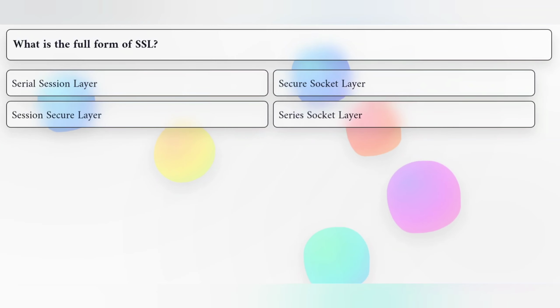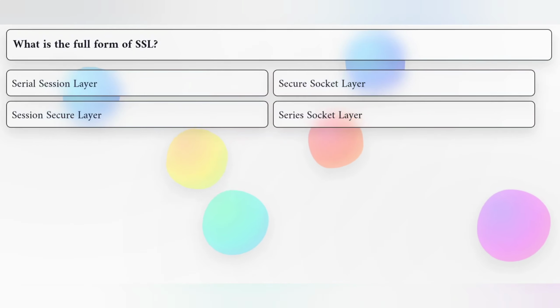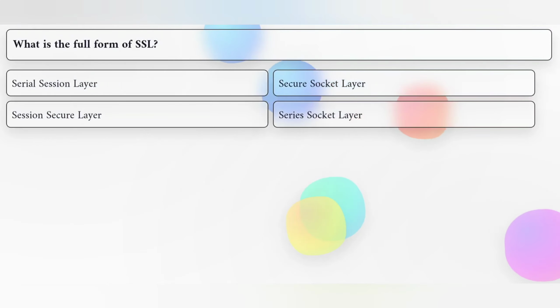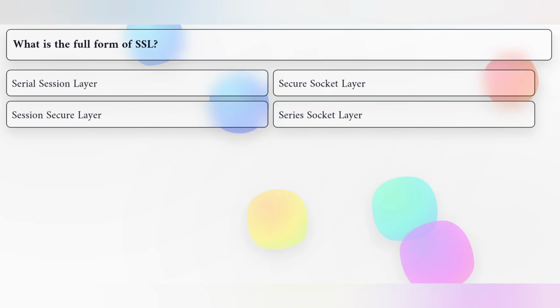What is the full form of SSL? Serial Session Layer, Secure Socket Layer, Session Secure Layer, Series Socket Layer.